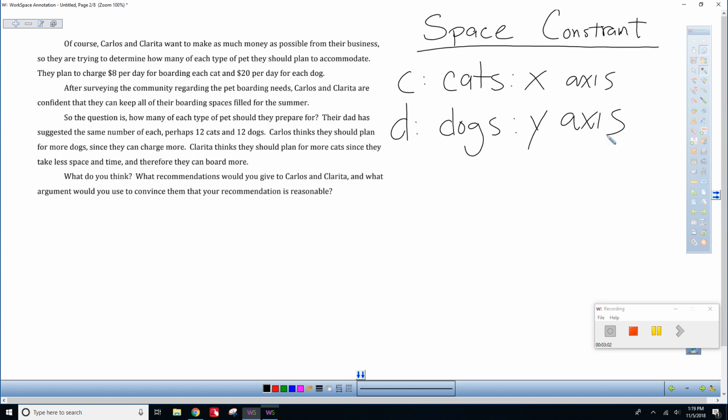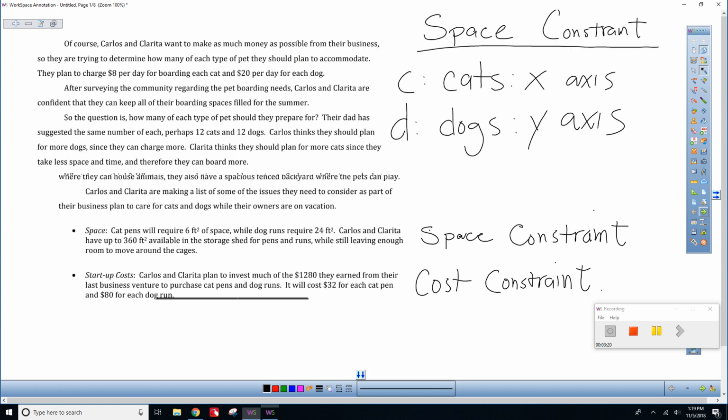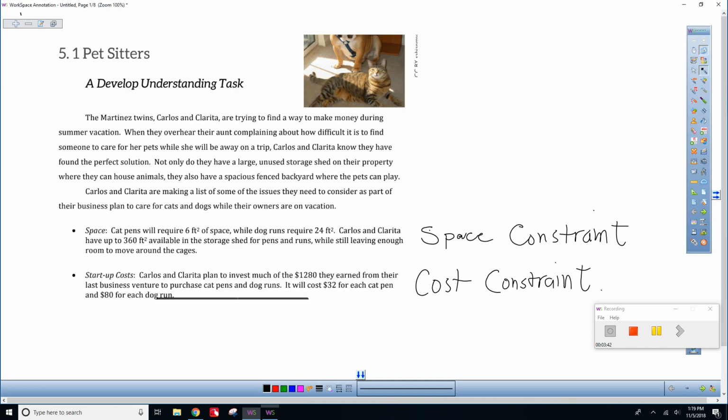So, what is our space constraint? It looks like we have 6 square feet for each cat, 24 square feet for each dog, and we only have 360 total. So 6 for each cat plus 24 for each dog, and that cannot exceed 360; it has to be less than or equal to 360. In this case, square units is just a unit of measurement. It doesn't mean we square the 6 or the 24.